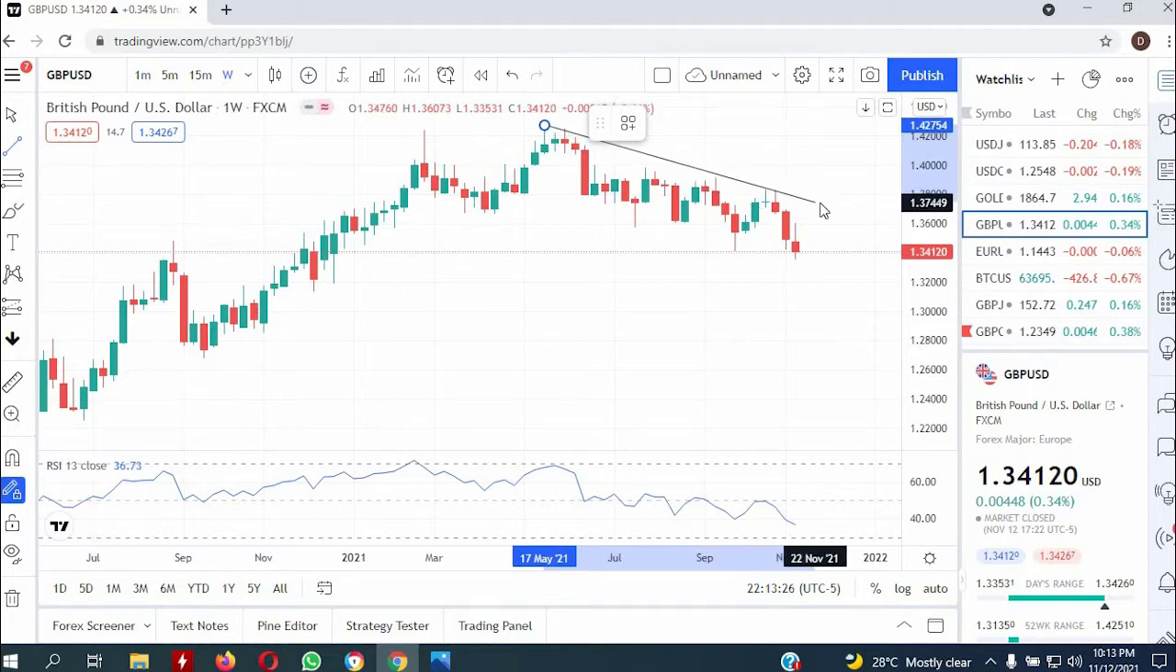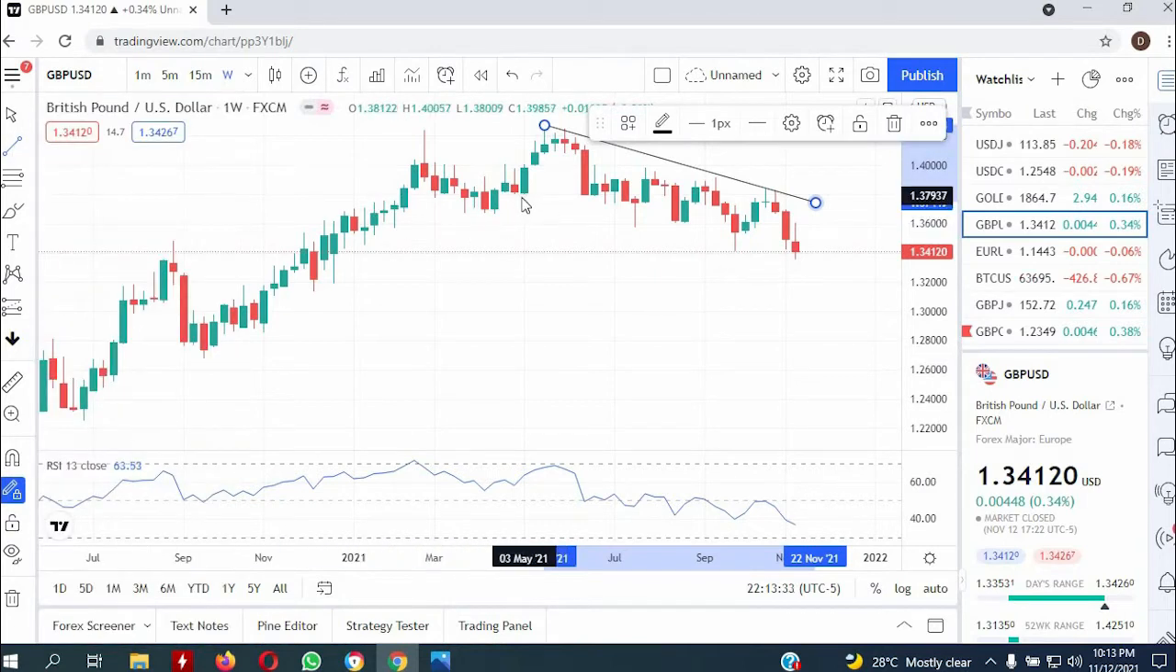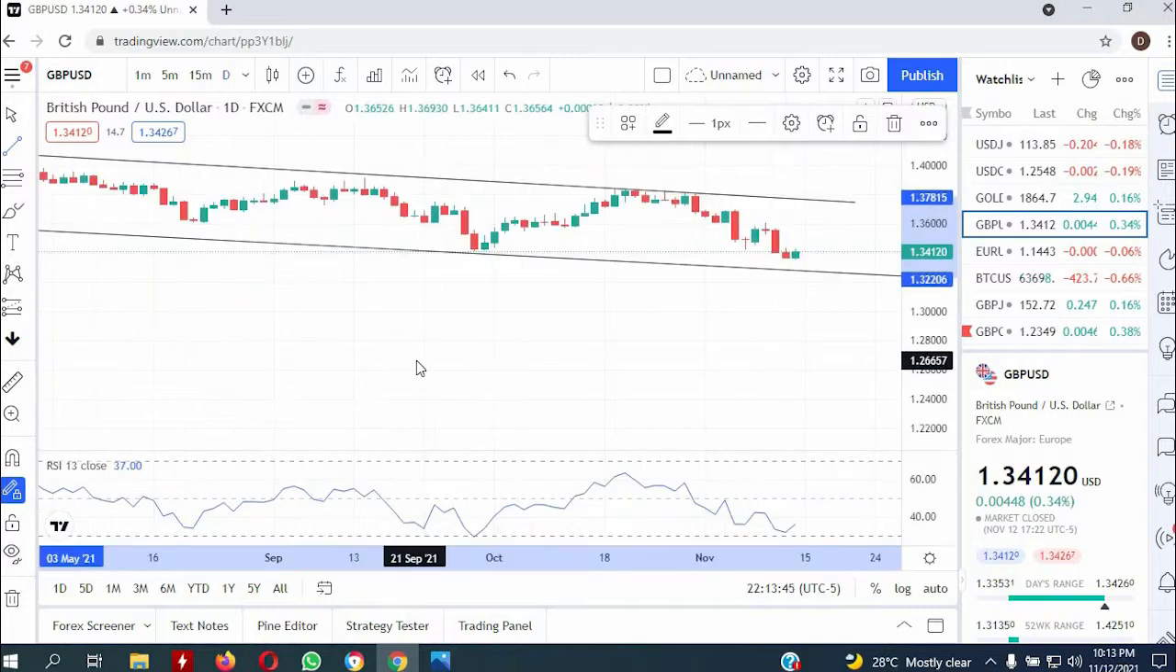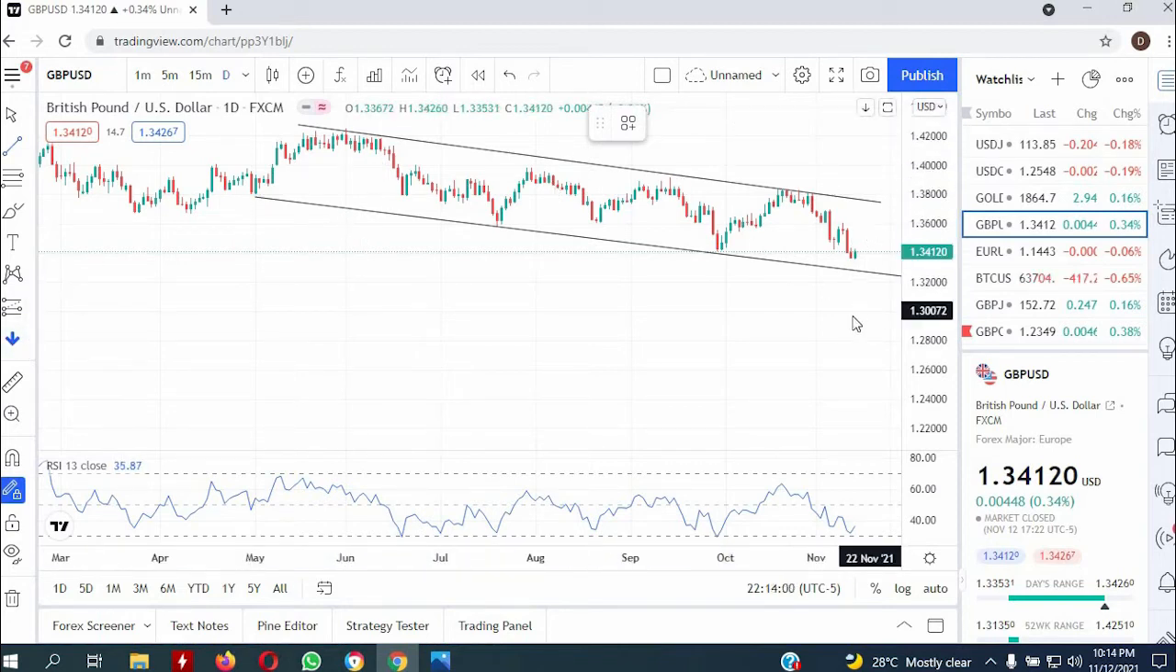So I'm going to draw a trend line from the highest point to the lowest point, and on the top I'm going to draw another trend line right there. Then I'm going to go down to the daily time frame and see what's going on. The daily time frame is actually in a downtrend, so we have clear lower highs and lower lows.